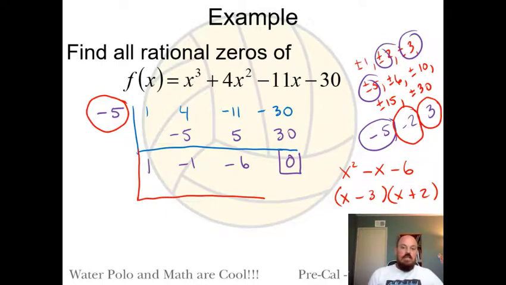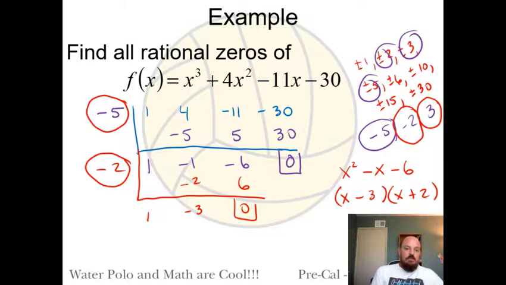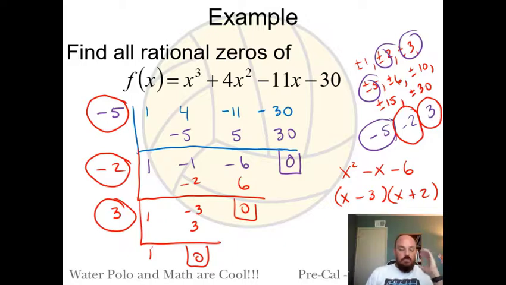So let's say after the negative 5, I want to do the negative 2 next. So I drop down the 1. Negative 2 times 1 is negative 2. Add is negative 3. Negative 2 times negative 3 is positive 6. Add, you get the 0. And we just found our second answer. And then you could really even just finish it. You put the positive 3 here, drop down the 1. 3 times 1 is 3. Add is 0. So you can use synthetic division all the way to the end.